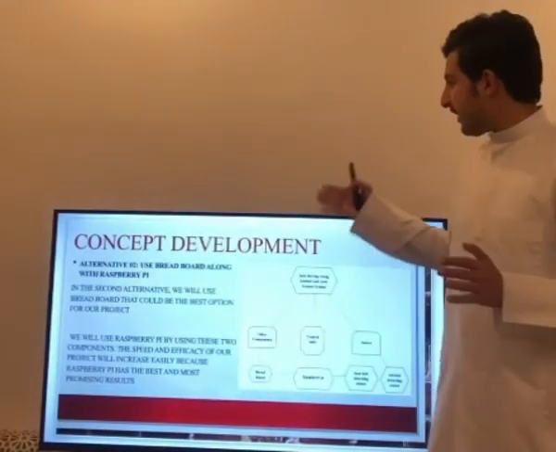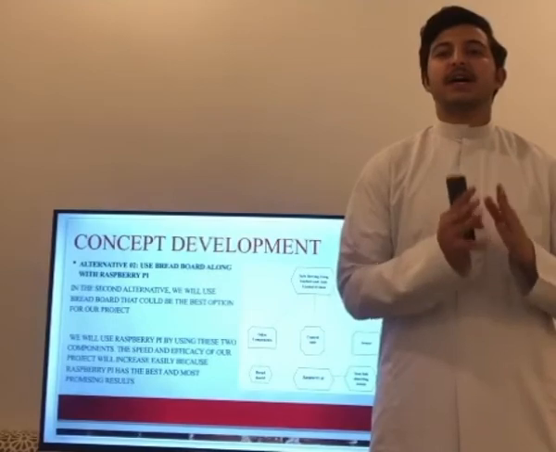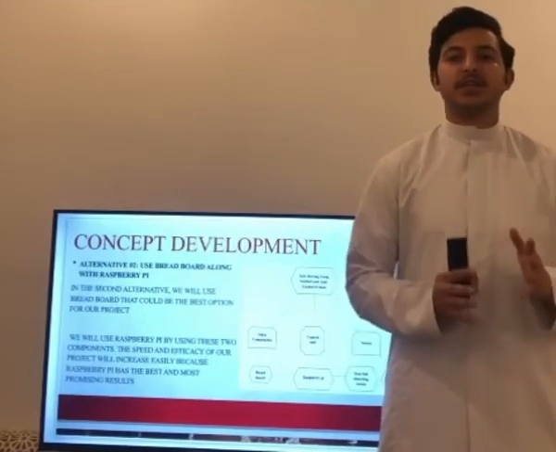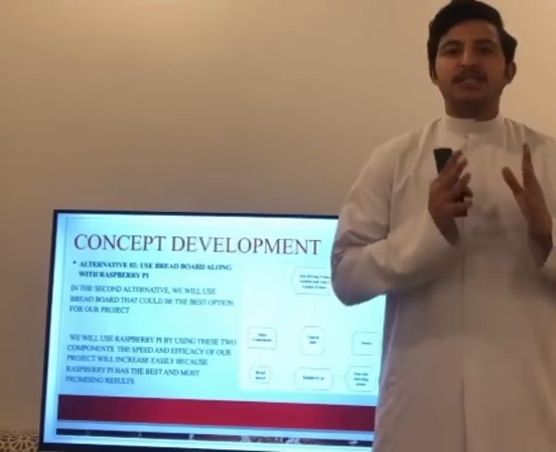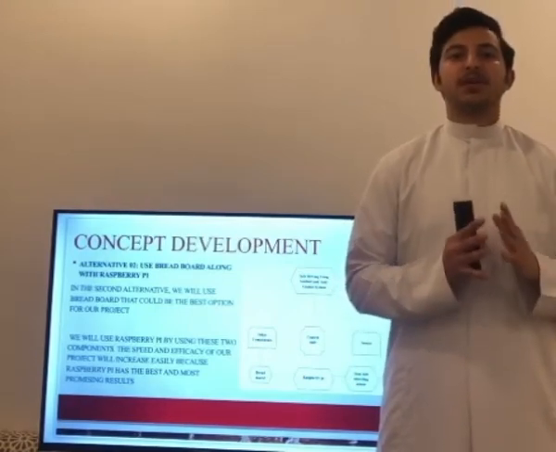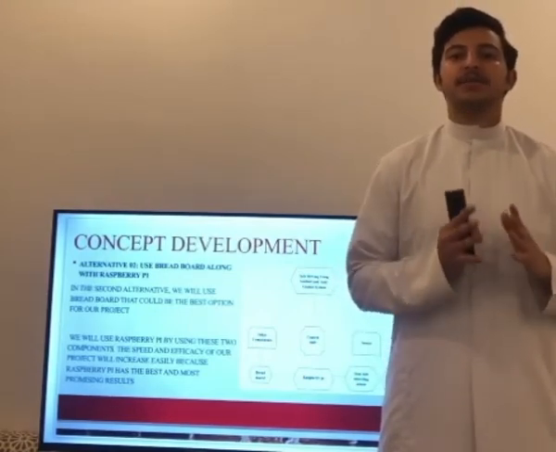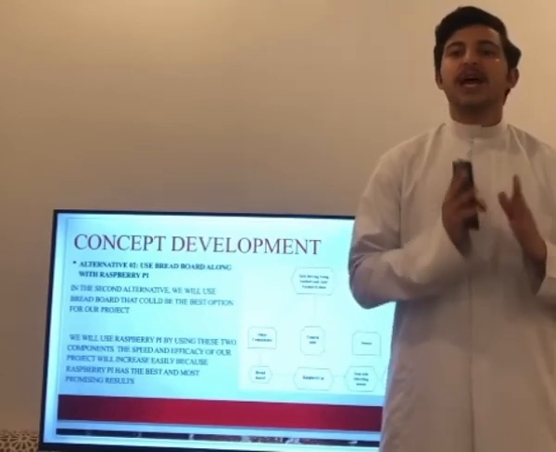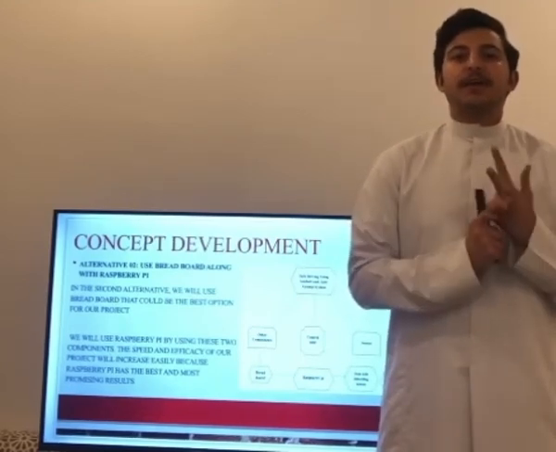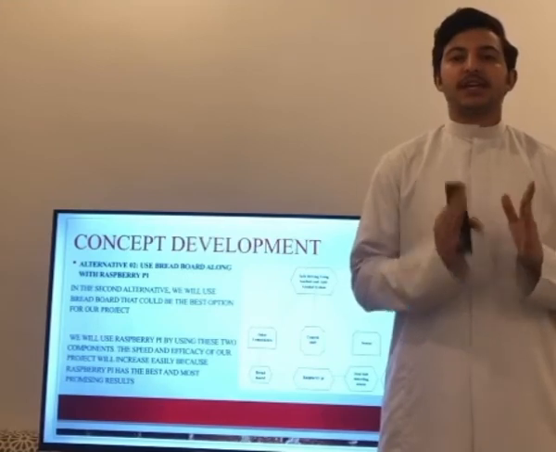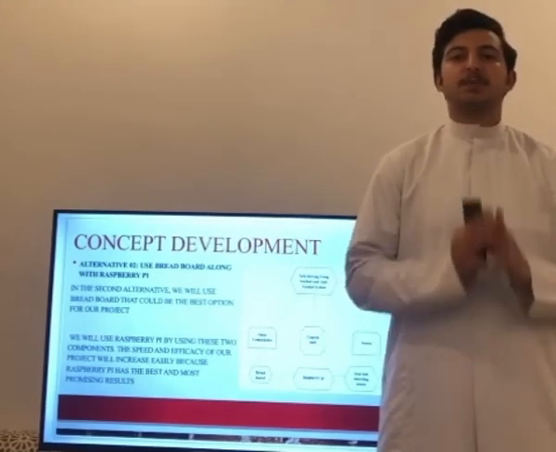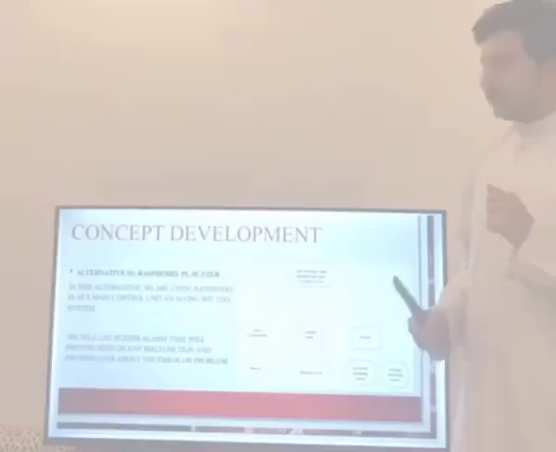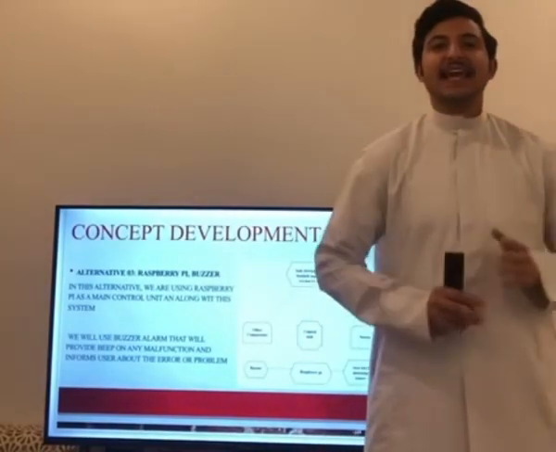This is the second alternative and the details are mentioned below. In the second alternative we will use a breadboard. That could be the best option for our project. We will use Raspberry Pi. By using these two components, the speed and efficacy of our project will increase easily because Raspberry Pi has the best and most promising result.